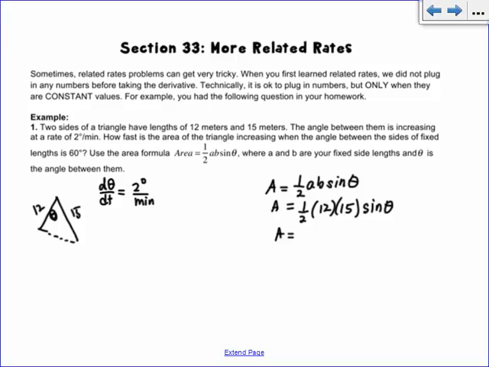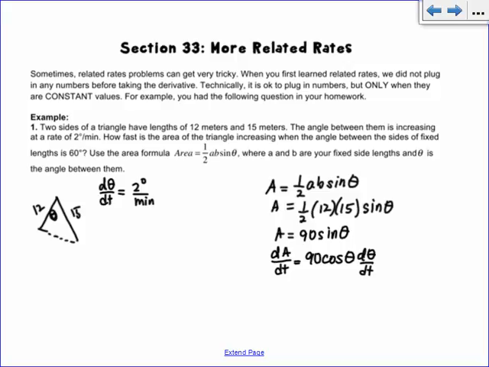When we do that, we get 180 times 1/2, so 90 sine theta. And now we've simplified enough so that we can take the derivative. When I take the derivative, I get dA over dt equals 90 cosine of theta d theta over dt. Okay, and I can plug things in.